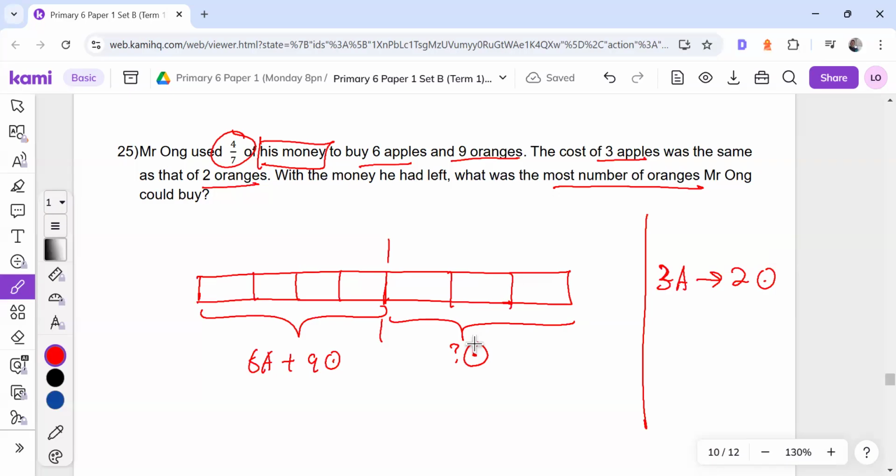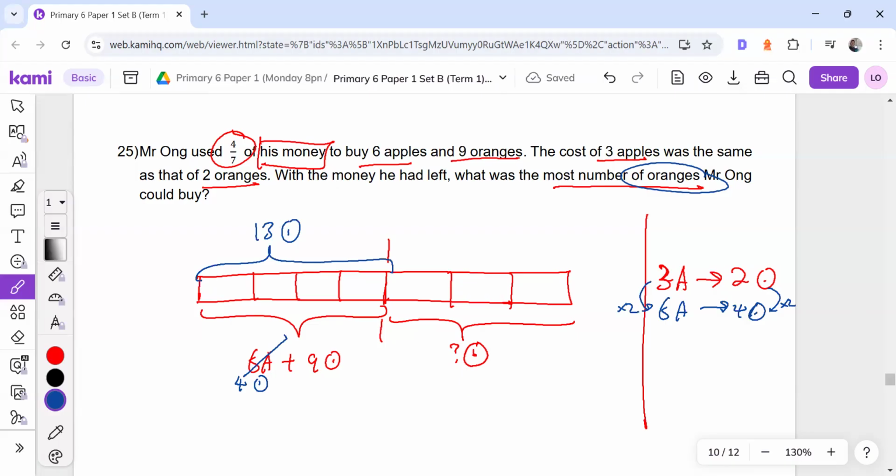Very simple. You want to find how many oranges. I don't care about the apples. So can I get rid of the apples? Can I change the apples to oranges? 3 times 2, and then 2 times 2. So I changed the 6 apples to 4 oranges because I don't want to know about apple. I don't want apples, I want oranges. 4 plus 9 will become 13. 13 oranges. And there'll be 4 boxes.